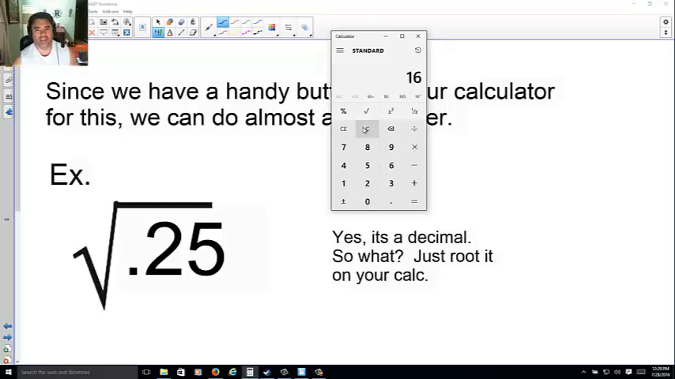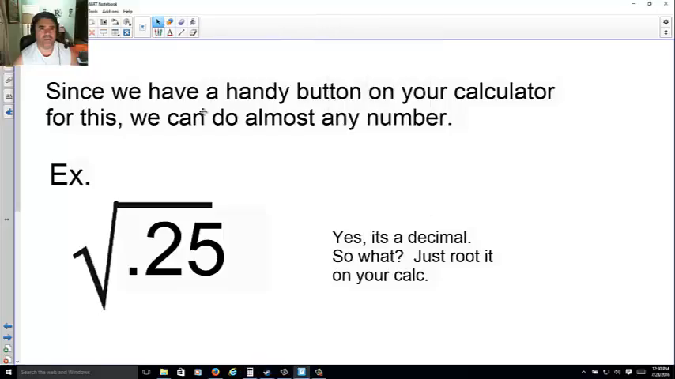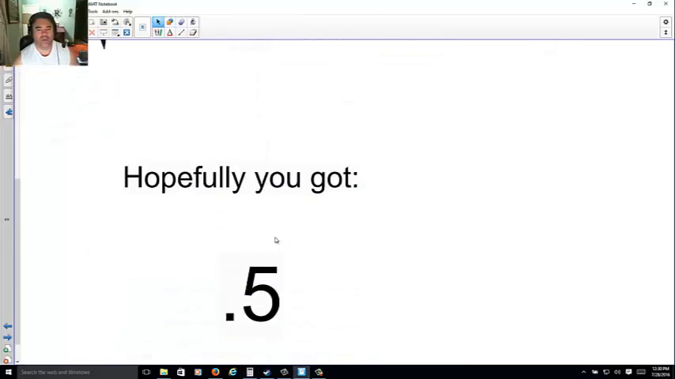Whoops, let's try that again. The square root of 0.25, and you get 0.5. Well, let's take a look. So, you just got 0.5.